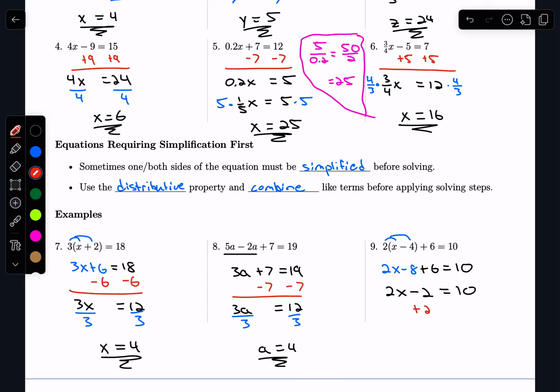Additive inverse tells me to add 2 to both sides. This gives us 2x is equal to 12. And then multiplicative inverse, just divide both sides by 2. And we're left with x is equal to 6.